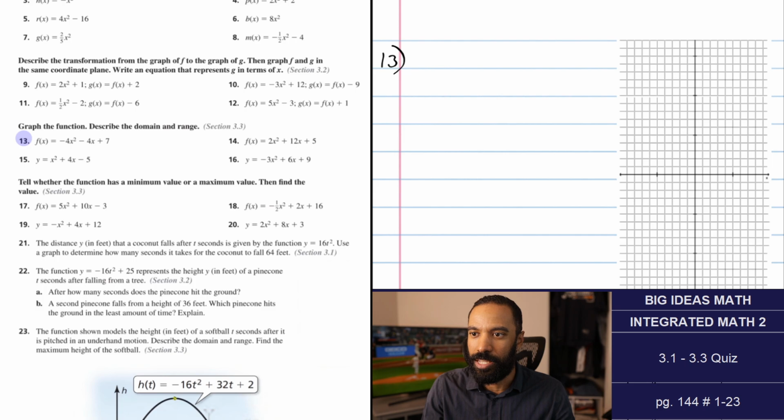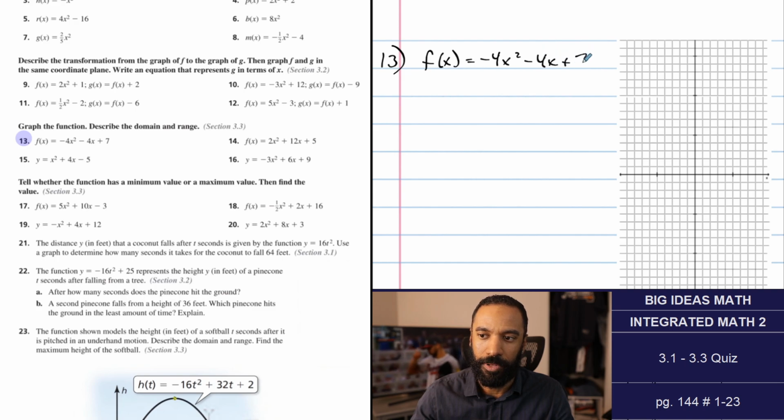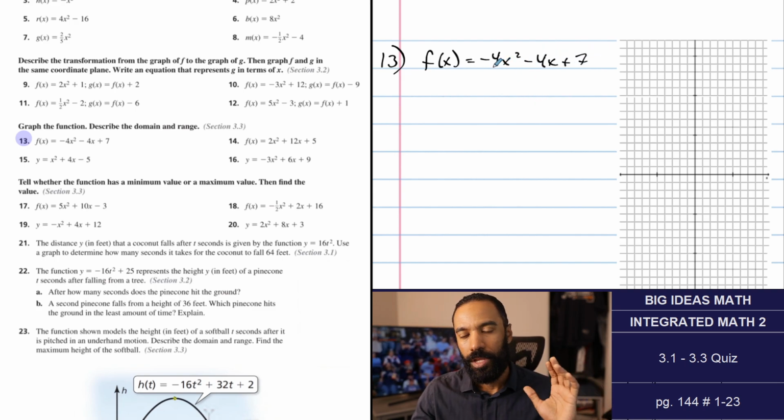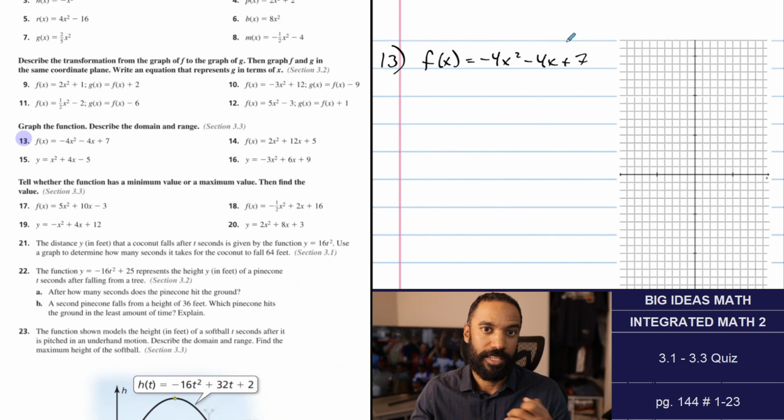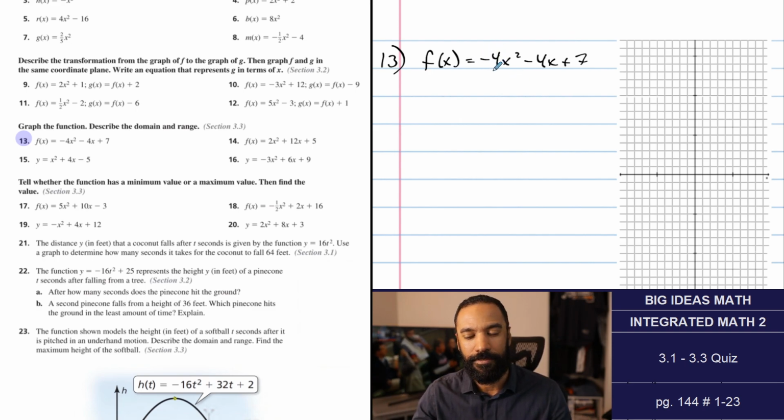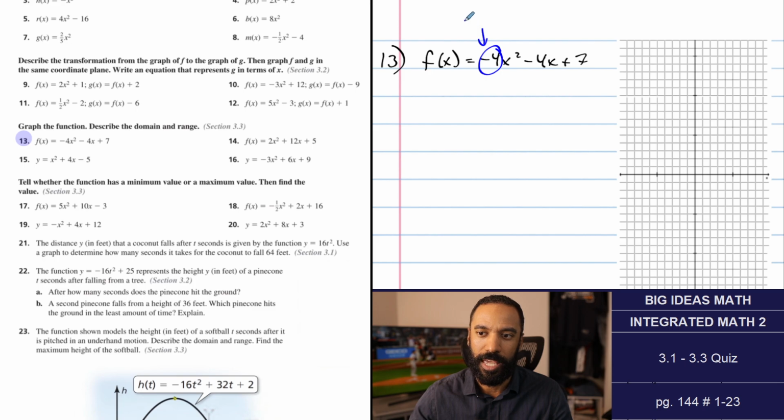So on number 13, we're going to have f of x equals negative 4x squared minus 4x plus 7. We have to find the vertex of this thing to get things started. This is still your a value, like a vertical stretch factor would be, and a reflection and stuff. That doesn't change. And this actually is your y-intercept. So if I point out some things here, this is once again still your vertical stretch factor, and this guy here is your y-intercept. Those are already points that we can use.